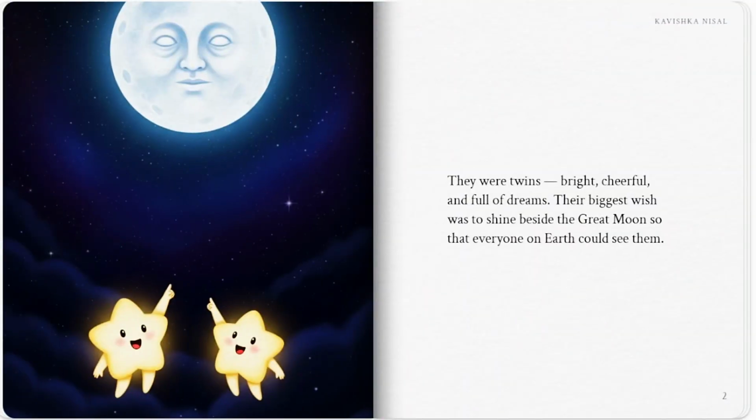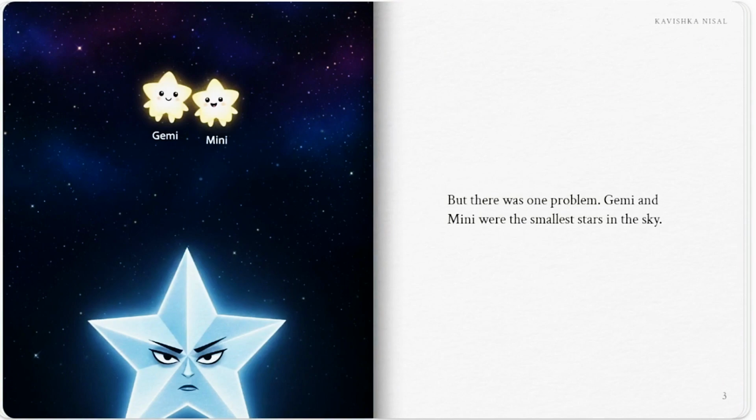And full of dreams. Their biggest wish was to shine just beside the moon, so that everyone on Earth could see them. But there was one problem. Enchanting, ended with the smallest stars in the sky.